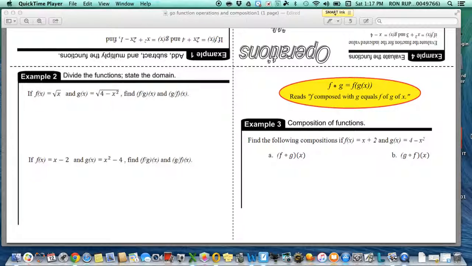Okay, if you recovered from the domain video and you're ready to get to composition of functions, here we go.